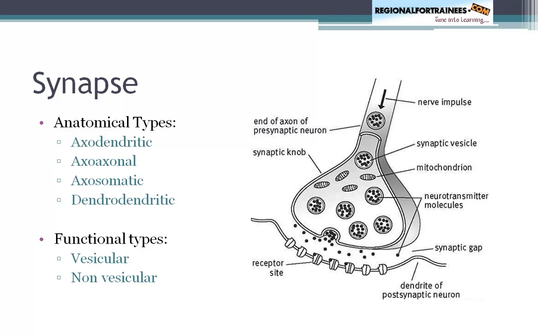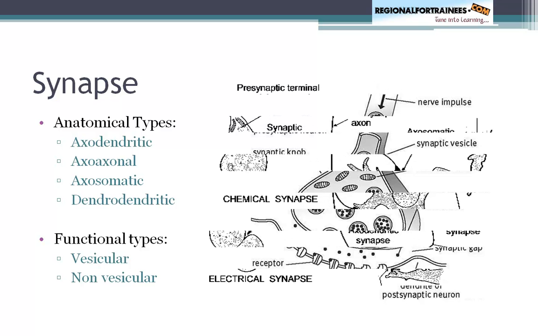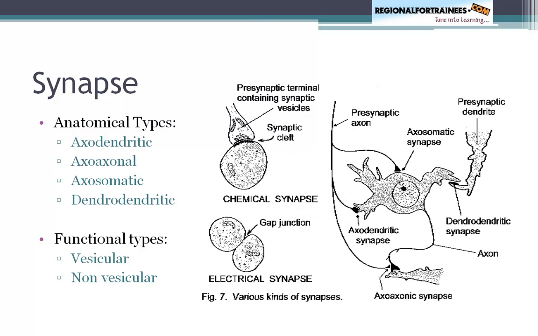Importantly, synapse can be classified depending upon its anatomical or functional characteristics into different types. And if an axon terminates upon a dendrite, then it is called axodendritic synapse. If an axon terminates upon an axon, it's called axoaxonal. If an axon terminates on a cell body, then it is called axosomatic. And if a dendrite terminates on a dendrite, then it's called dendrodendritic.